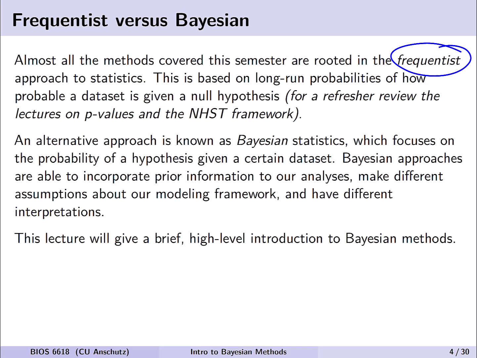However, an important alternative approach is known as Bayesian statistics. This focuses instead on the probability of a hypothesis given a certain data set, so it's turning this idea sort of in reverse. Bayesian approaches are also able to incorporate prior information into our analysis, making different assumptions about our modeling framework, and we'll see have different interpretations for the quantities of interest or different summary statistics we get out. The purpose of this lecture is to give a crash course or brief high-level introduction to Bayesian methods, noting that in many cases this is a full semester class, not just 1 or 2 lectures in the course of our semester.